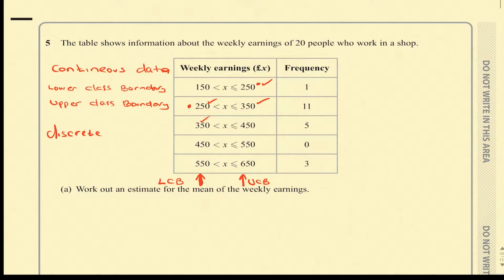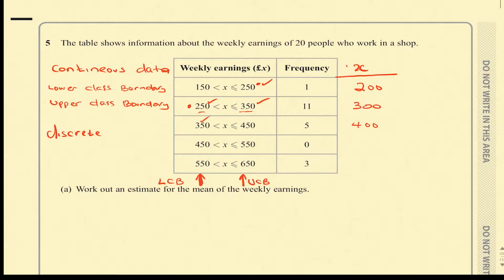Now, in order to work out the mean, we need to work out the midpoint of each class boundary. We add the upper class boundary to the lower class boundary and divide by 2. So our x is our midpoint. 150 plus 250 is 400. 400 divided by 2 is 200. 250 plus 350 is 600, and 600 divided by 2 is 300. And 350 plus 450 is 800. 800 divided by 2 is 400.